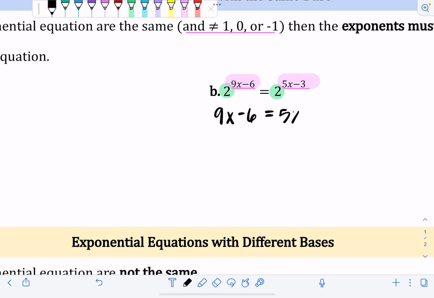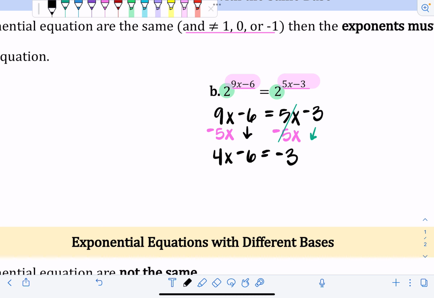5x minus 3. Again, we have a linear equation, so we want to get the x's on the same side of the equation first. I don't want to deal with negatives, so I'm going to subtract the 5x over as opposed to the 9x. So subtract 5x from both sides. 9x minus 5x is 4x, and then I bring down the -6, and 5x minus 5x cancels out, and then I bring down the -3.